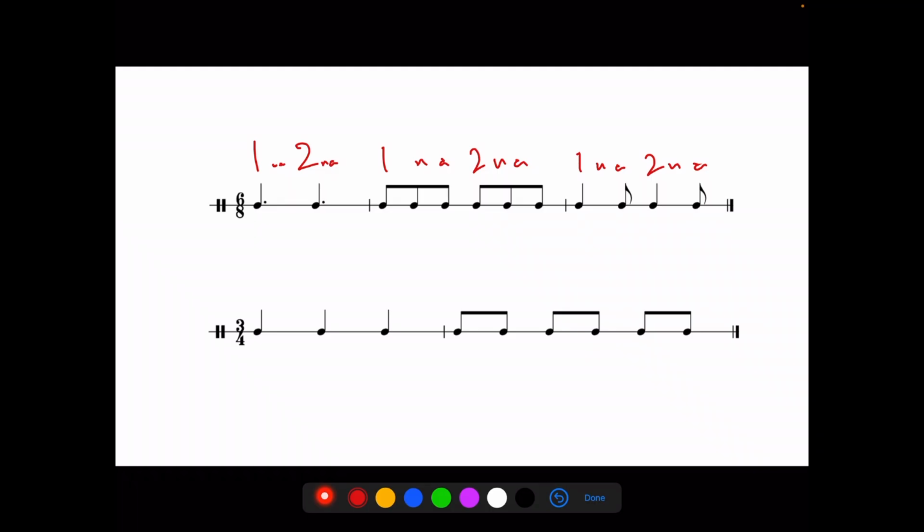Whereas in 3/4, we have 1 and 2 and 3 and 1 and 2 and 3 and constantly. So let's hear the example. This would be 1 and 2 and 3 and 1 and 2 and 3 and. Okay?